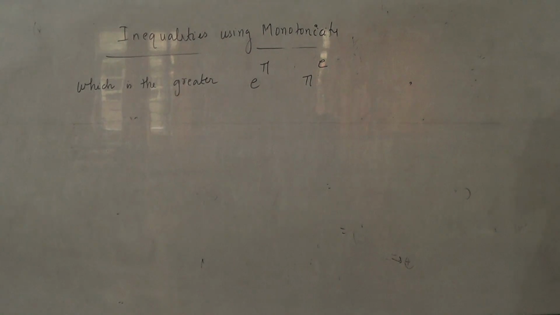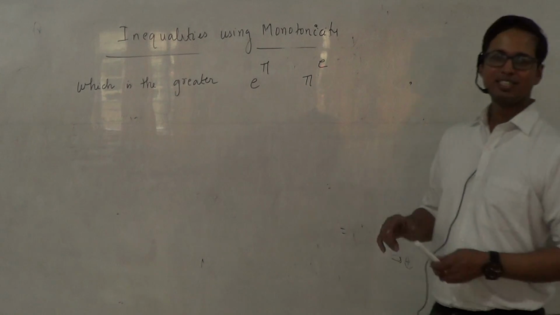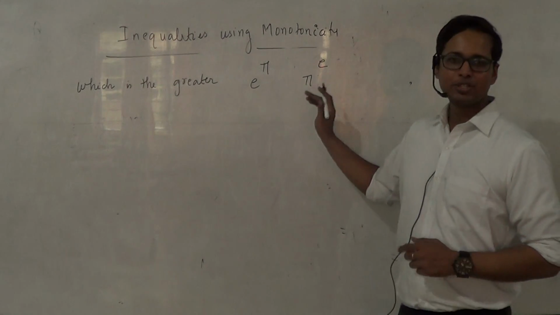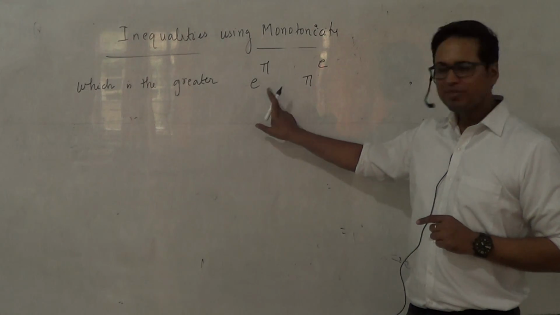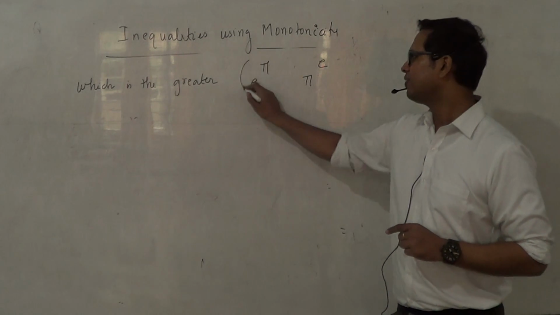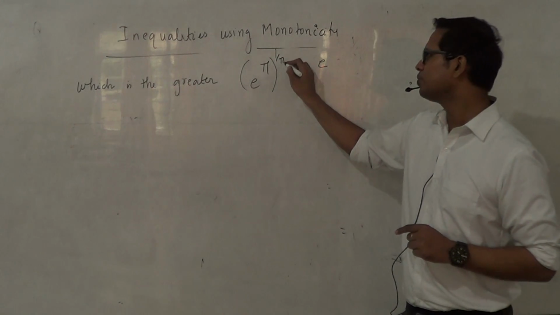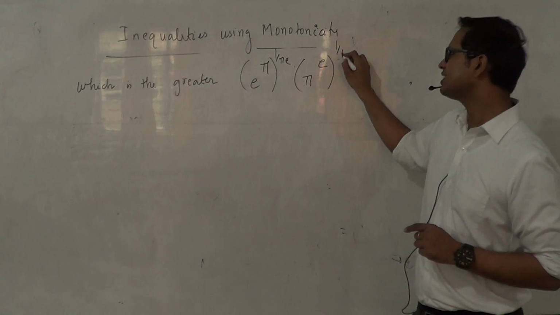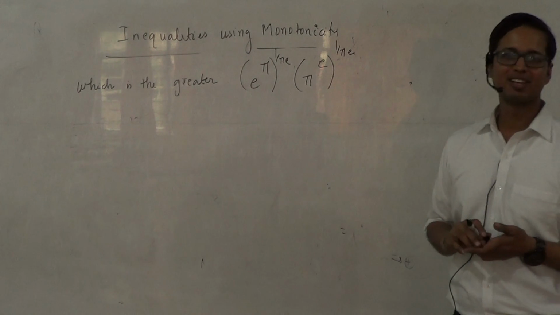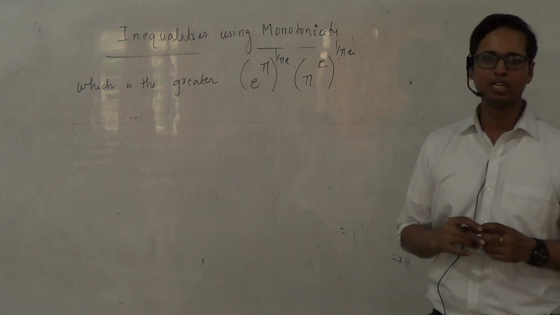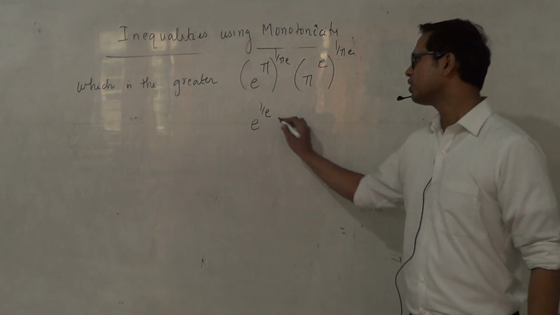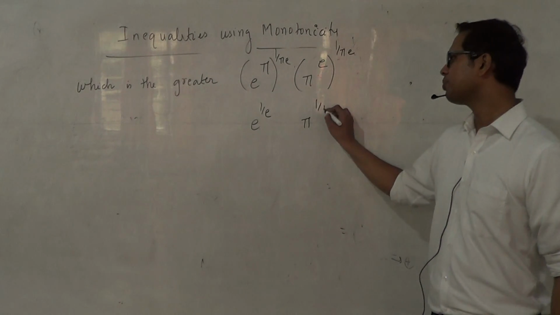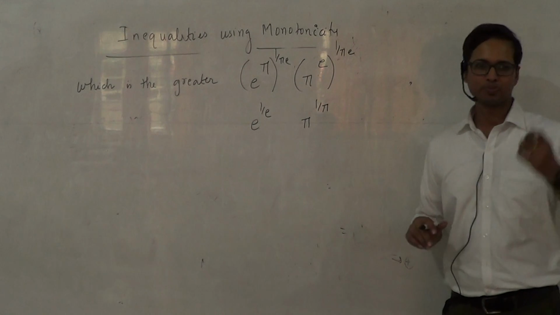But there should be some substantial reason. Now, to decide which one is greater, can I say if I take the same power on both of them, will the inequality sign change? It will not change. Okay. That means I have to decide which one is more, e to the power 1 by e or pi to the power 1 by pi.